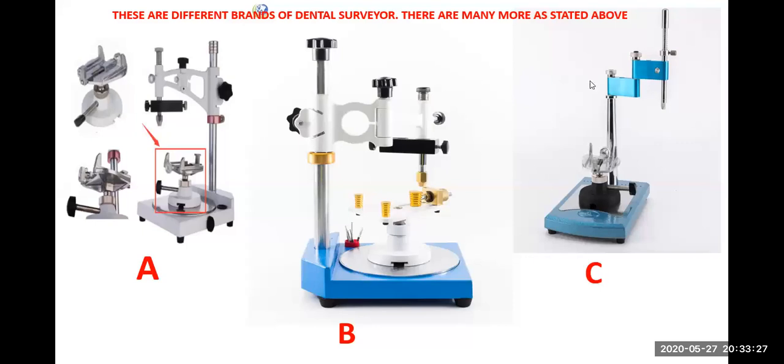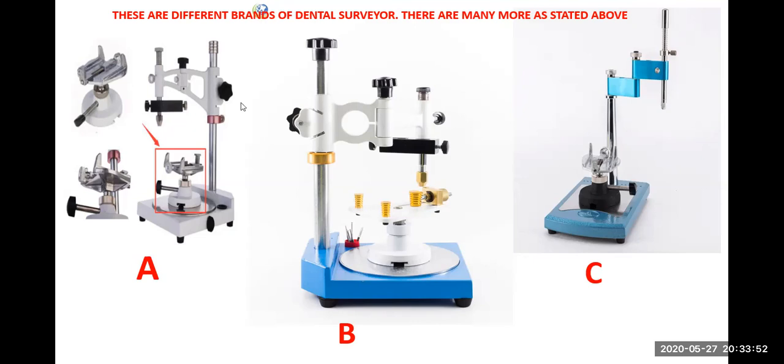Let me give you an example of what I meant by that. Surveyor C here is designed in such a way that you cannot move the arm as much as you move the arm of Surveyor B.